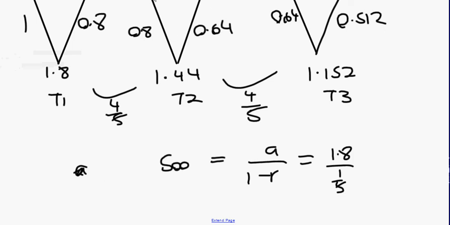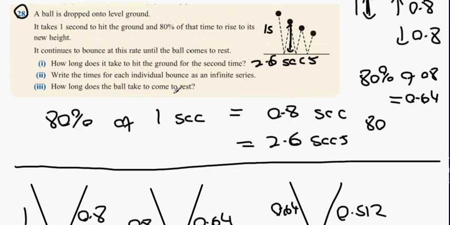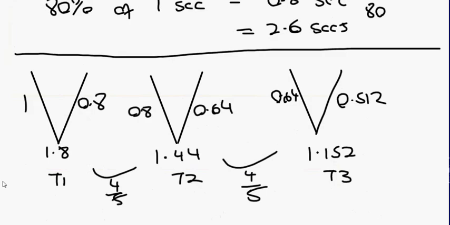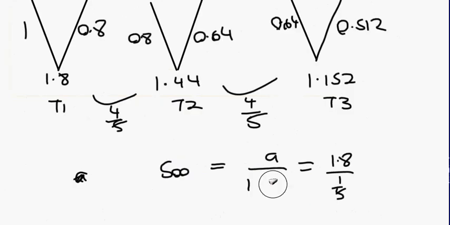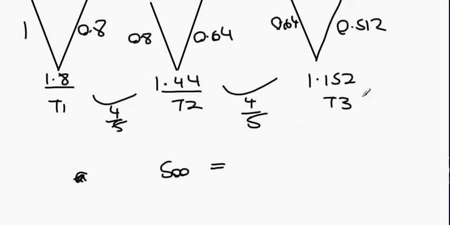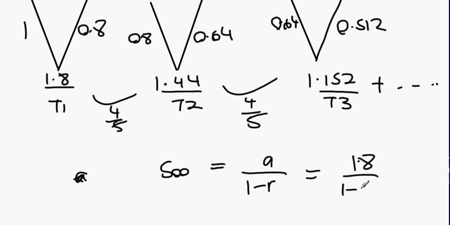Okay guys, so the last question is basically how long does it take for the ball to come to rest. Use the sum of infinite series, so you're going to find out what happens when the time gets smaller and smaller and smaller and you're adding them all together. Okay, so this is basically a over 1 minus r. The a value is 1.8, the r value is 4/5, so 1 minus 4/5, and then we're going to get 1.8 divided by 1/5, and the sum of the infinite series is 9 seconds.